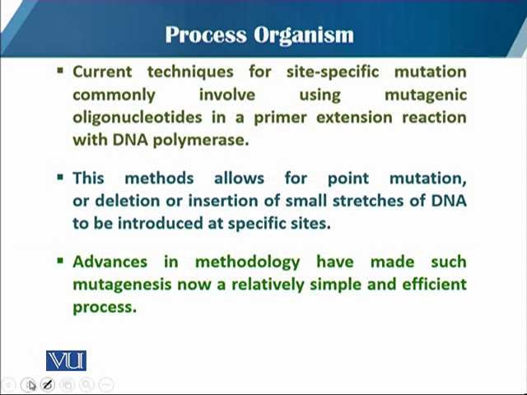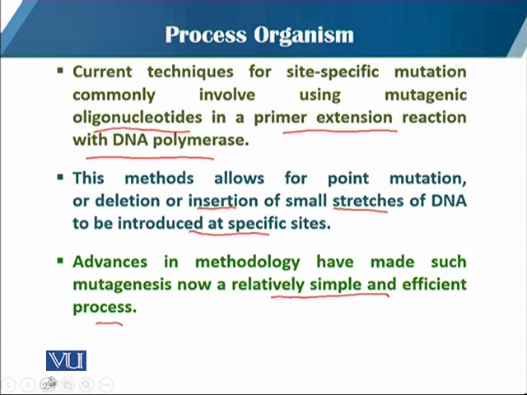Current techniques for site-specific mutation commonly involve the use of a mutagenic oligonucleotide in a primer extension reaction with DNA polymerase. This method allows point mutations, deletions, or insertions of small stretches of DNA to be introduced at specific sites. Advances in methodology have made such mutagenesis a relatively simple and efficient process.